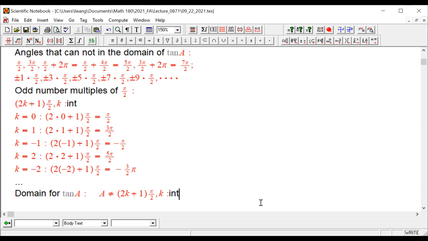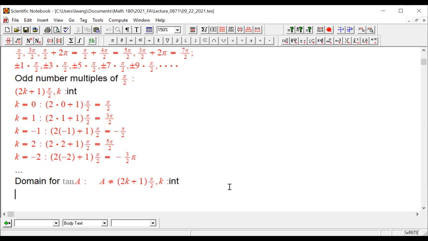Learn the higher level math language, the codes, the way you are saying it by definitions. For the last part, domain for tangent A cannot be 2k plus 1 times pi over 2. You defined that k is an integer. You did not define the A. What is it?